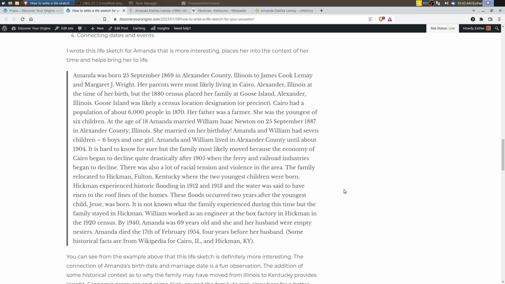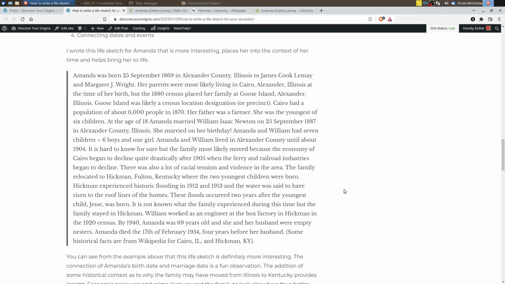At the age of 18, Amanda married William Isaac Newton on the 25th of September 1887 in Alexander County, Illinois. She married on her birthday. Amanda and William had 7 children, 6 boys and 1 girl. Amanda and William lived in Alexander County until about 1904. It is hard to know for sure, but the family most likely moved because the economy of Cairo began to decline quite drastically after 1905, when the ferry and railroad industries began to decline. There was also a lot of racial tension and violence in the area.